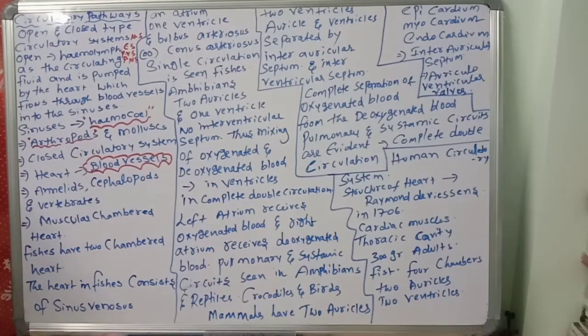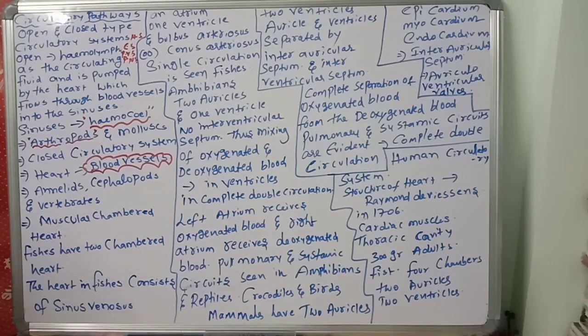Examples where we can see this closed type of circulatory system: we will see it in annelids, cephalopods and vertebrates. Annelids, cephalopods and vertebrates, a very very important point. The closed type of circulatory system is seen in annelids, cephalopods and vertebrates.